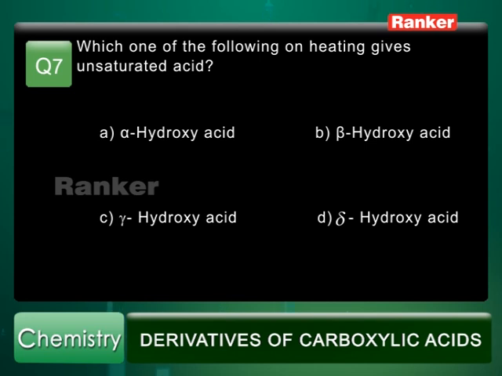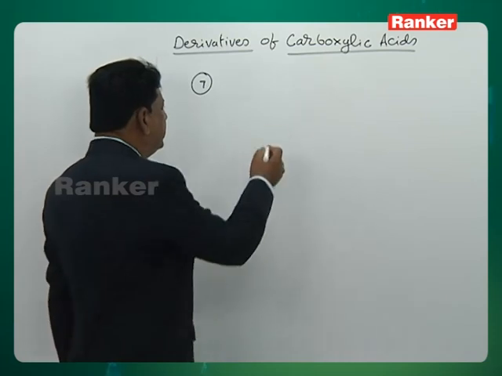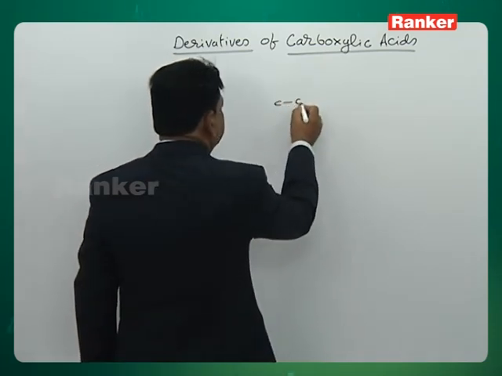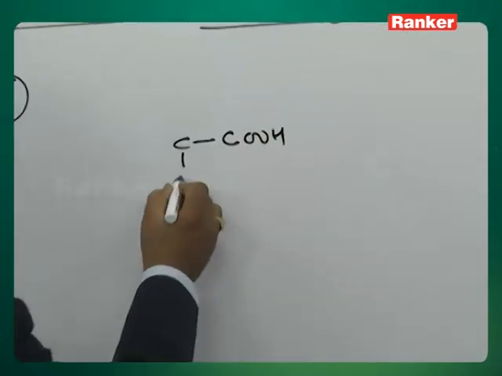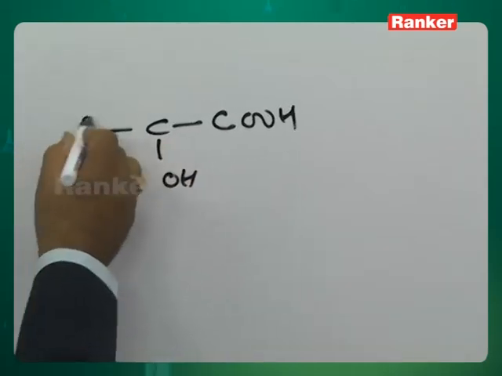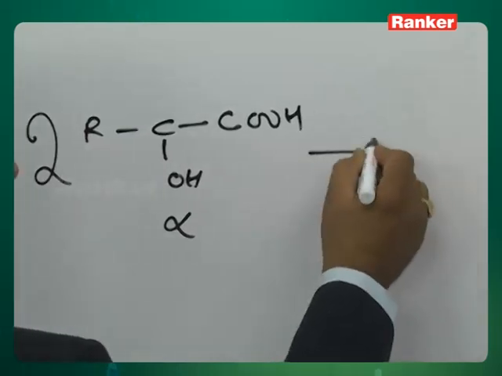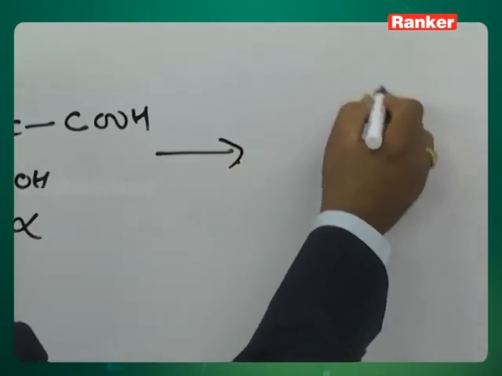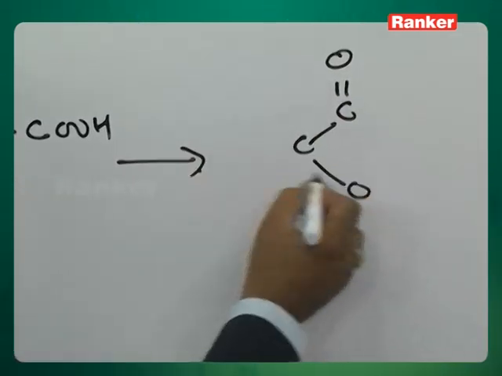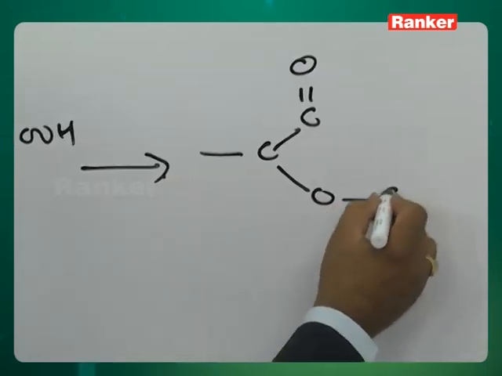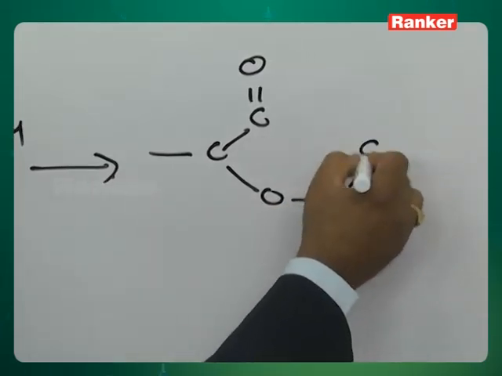Out of these 4 different carboxylic acids, what happens here is when a carboxylic acid has an OH on the alpha position, then 2 such molecules will react and become like this. One carboxylic acid and one alcohol will react mutually.